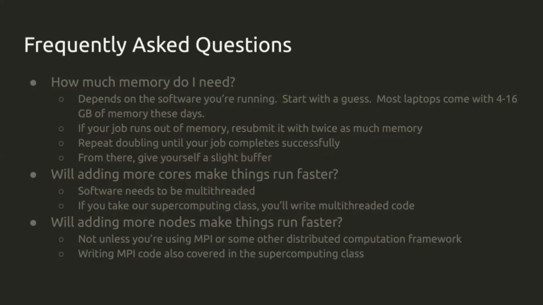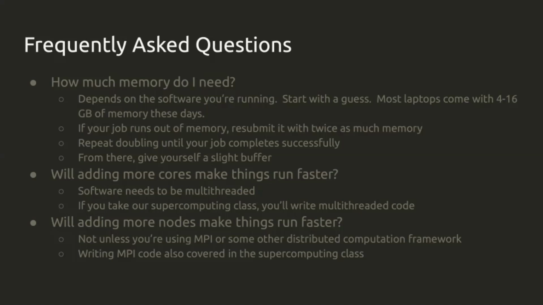If you find that your job is running out of memory, though, one thing that we recommend is just resubmitting it with twice as much memory as you requested previously, and repeating this doubling until your job completes successfully. From there, you can give yourself a slight buffer. Usually 20% is really good, just in case you use slightly more than expected in future jobs.